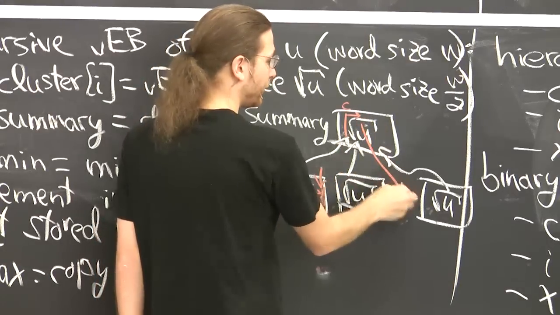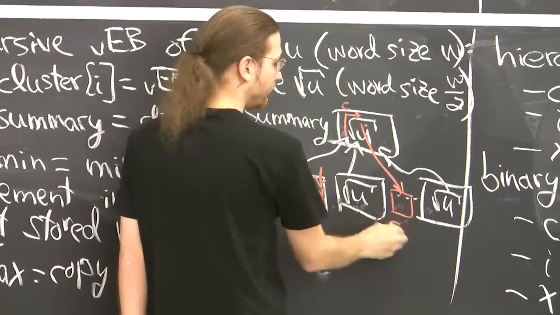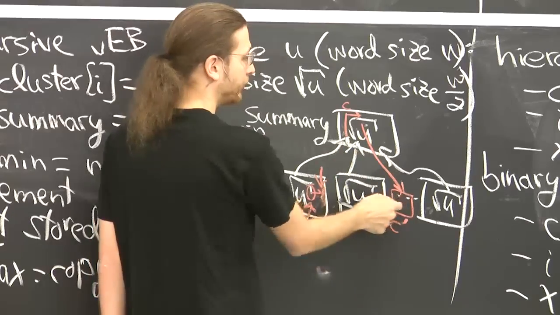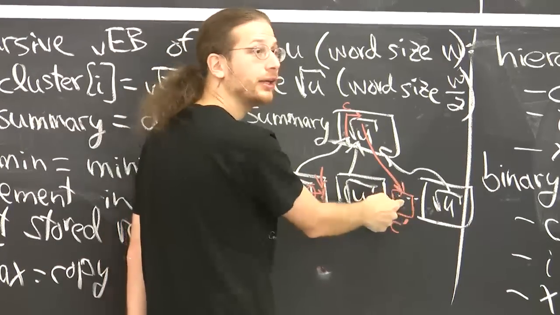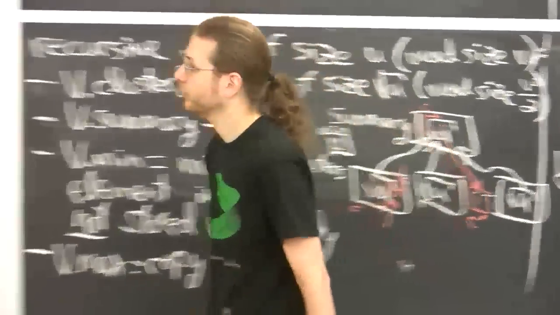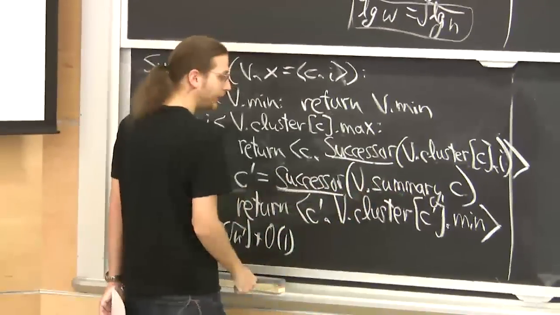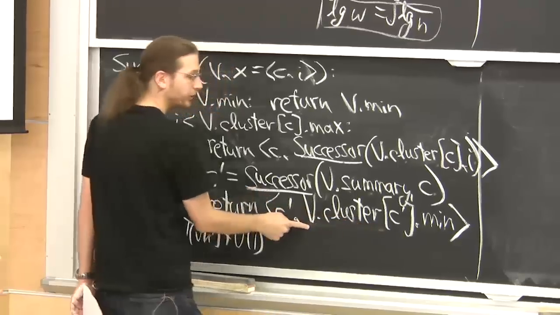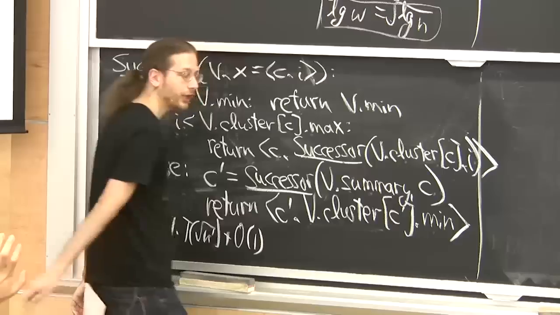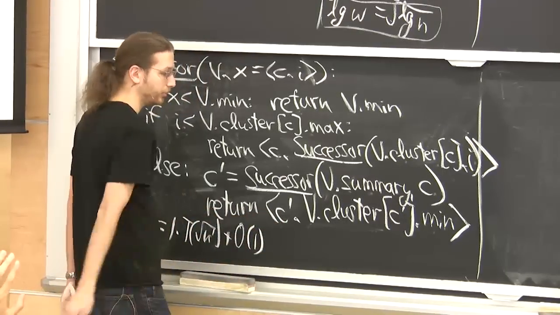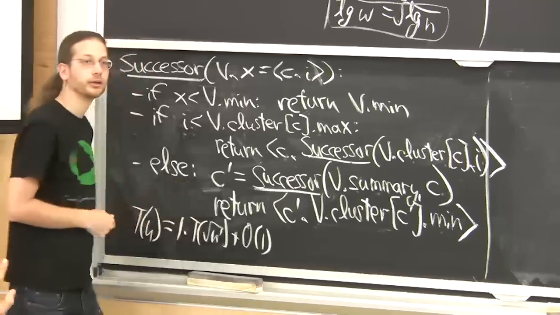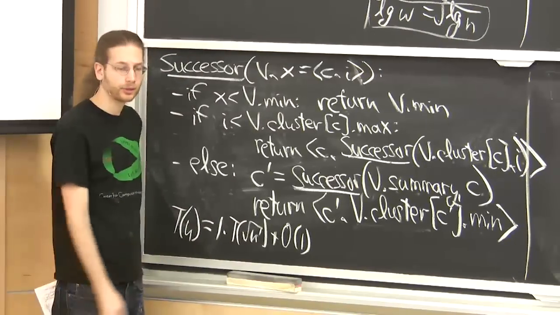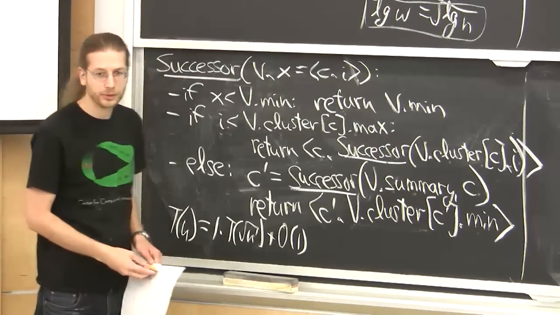So that's going to give us basically a pointer to one of these structures, C prime, where all these guys are empty, and so there's no successor in there. The successor is then the min in the structure. So that's all we do. Compute the successor of C in the summary structure, and then in that cluster, C prime, find the min, which takes constant time, and then prepend C prime to that to get a global name, and that's our successor.